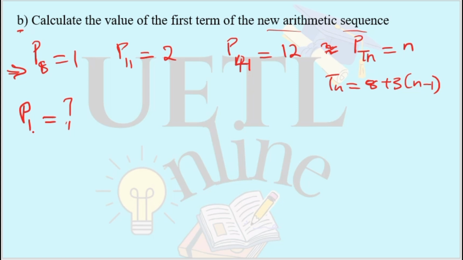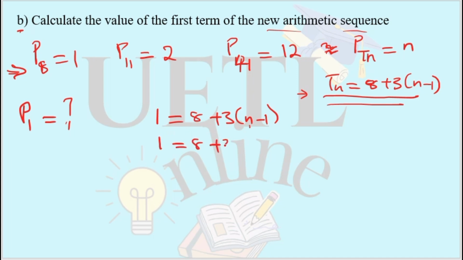Since we know that this is the T of n, we can put it in this equation and find this one. So we can easily say 1 is equal to 8 plus 3(n minus 1). If we solve this equation, we find the value of n. Let's substitute here: 1 is equal to 8 plus 3n minus 3. This means that 3n is equal to, when we move it to this side, it becomes 4, then 8 minus 4 becomes minus 4. This is easy, we're just solving this equation.